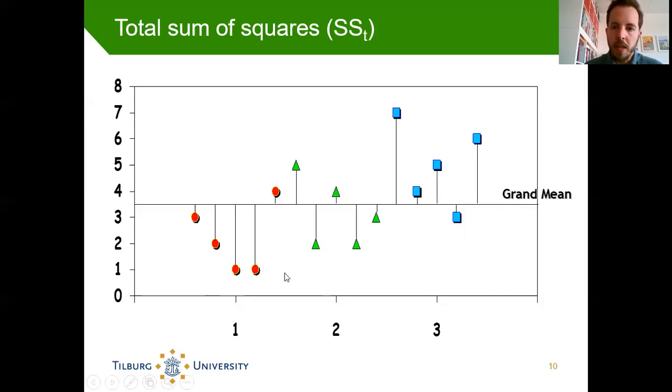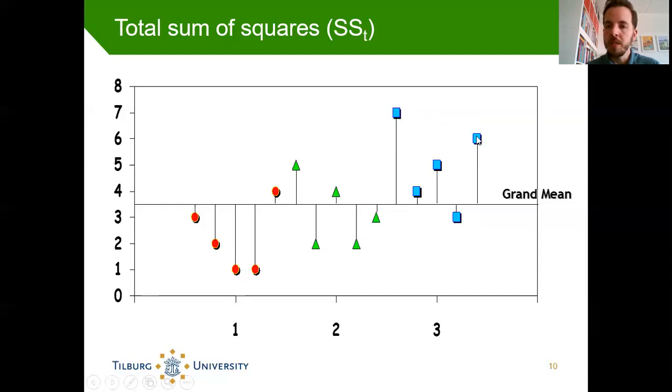What you could do by hand, but what SPSS will actually do for you automatically, is calculate the difference between each individual data point and this grand mean. So say, if we look at this data point here, this score is a score of 7, and let's say the grand mean is 3.5, then the difference between the individual score and the grand mean is 3.5, right? So that's the variance between this individual score and the grand mean. And this is something you can do for each observation.